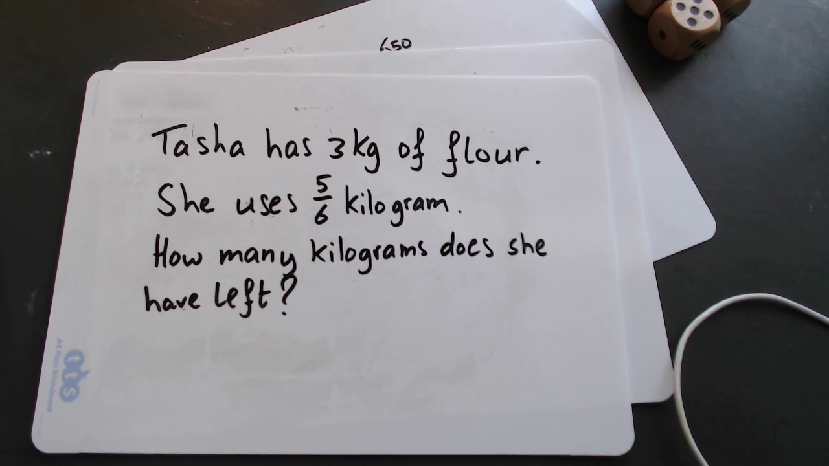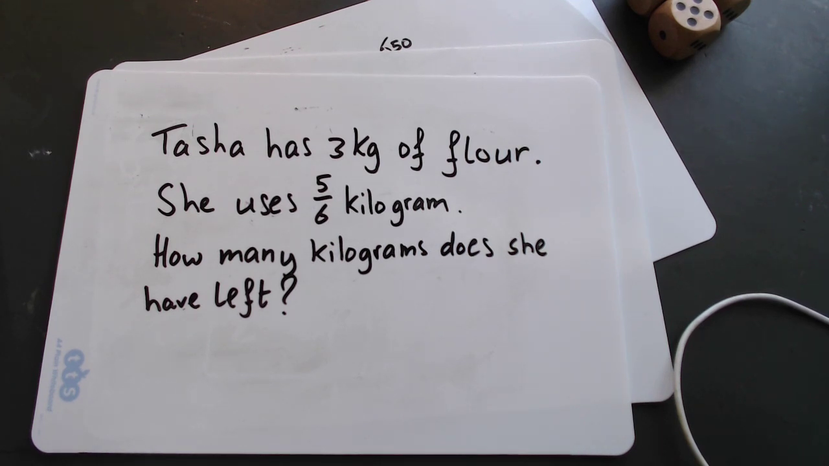In today's lesson, we are going to talk about how you can solve worded problems where you have to subtract a fraction from a whole. So let's first take a look at the worded problem. Tasha has 3 kilograms of flour. She uses 5 over 6 kilograms. How many kilograms does she have left?